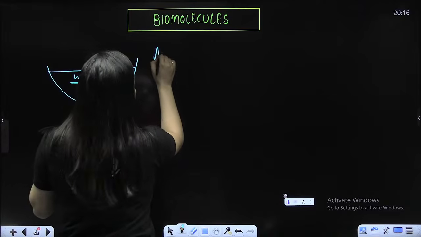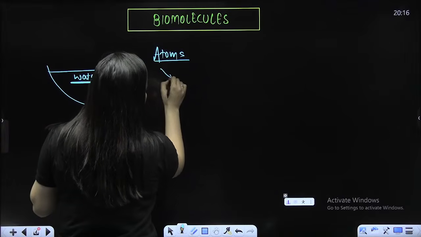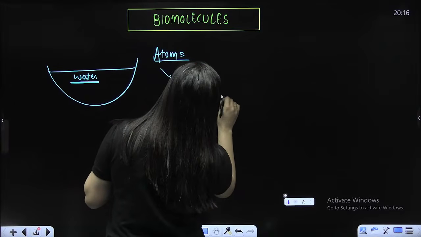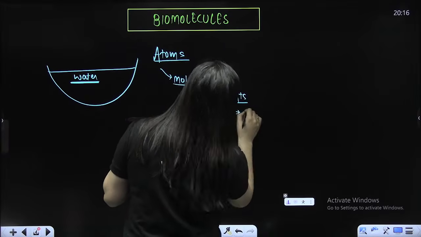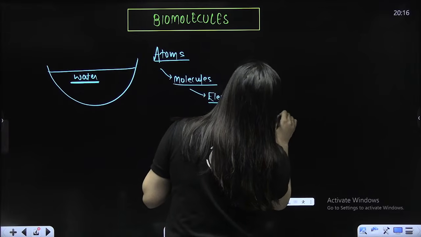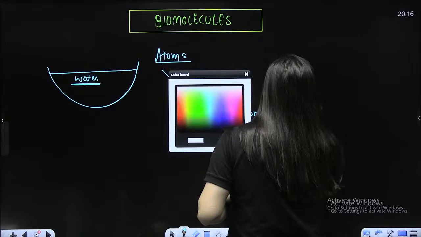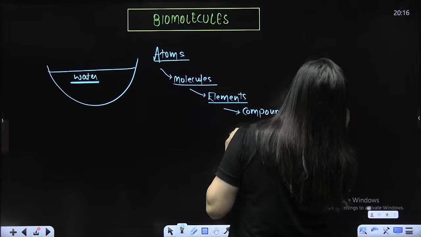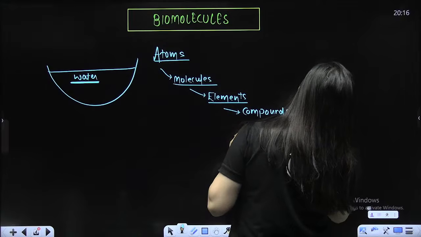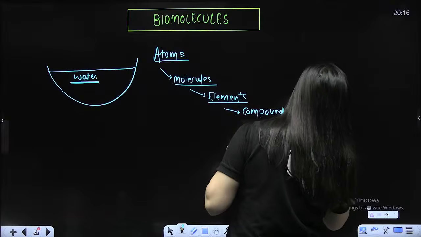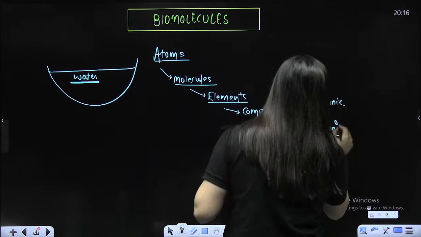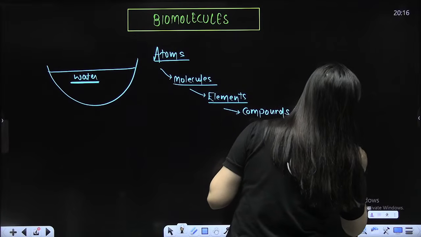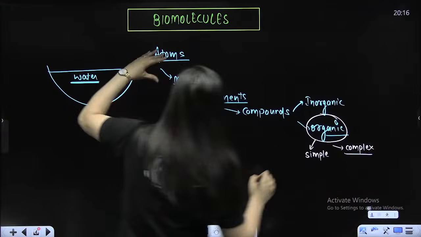So what happened was that atoms were there. Atoms together started making molecules, beta. Those molecules started making elements. Those elements started making compounds. And when we talk about compounds, we have inorganic as well as organic compounds. And even in organic compounds, we have simple organic compounds and complex organic compounds. So that's how things change with time.